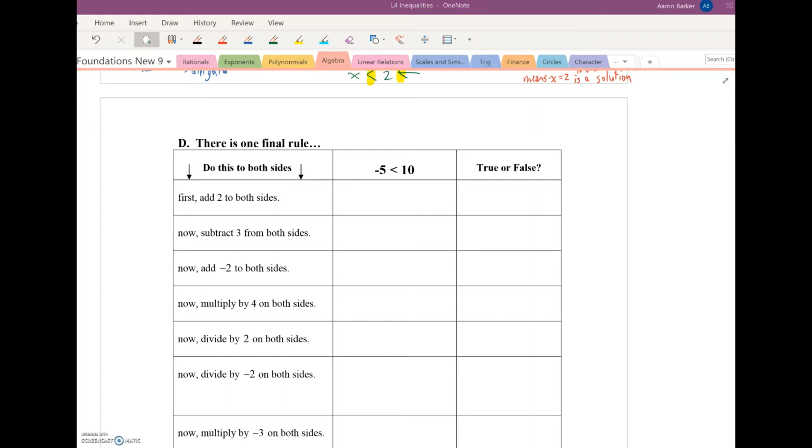Okay, class, welcome to today's lesson where we're continuing on with our inequalities, and we're going to learn that I actually lied to you. There's one difference with inequalities compared to equalities when you're solving. We're learning about that today as we go through our checklist and see when this case applies.